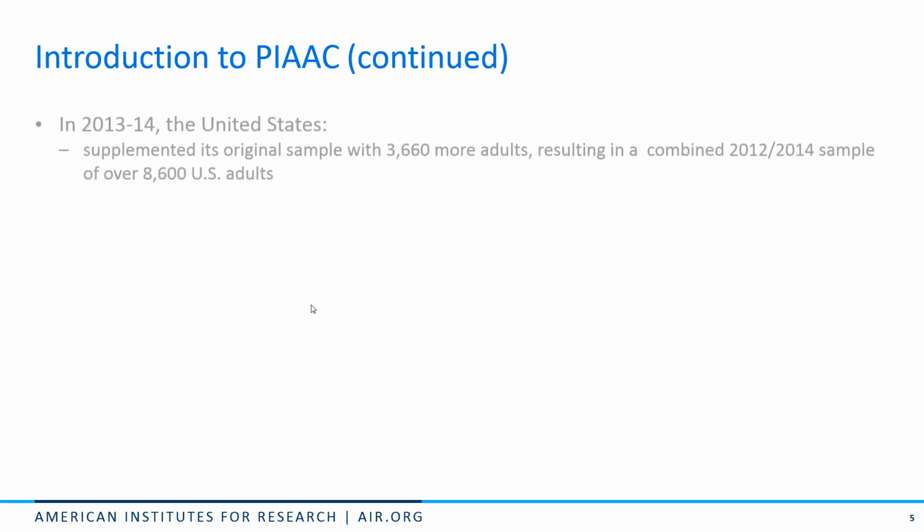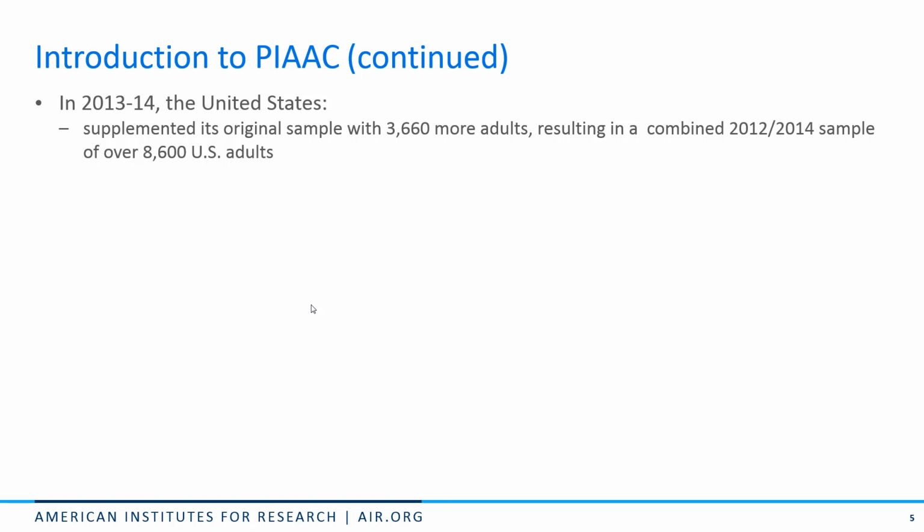The U.S. conducted a PIAAC national supplement in 2013 to 2014, adding 3,660 adults to its original sample and resulting in a combined 2012-2014 sample of over 8,600 U.S. adults.